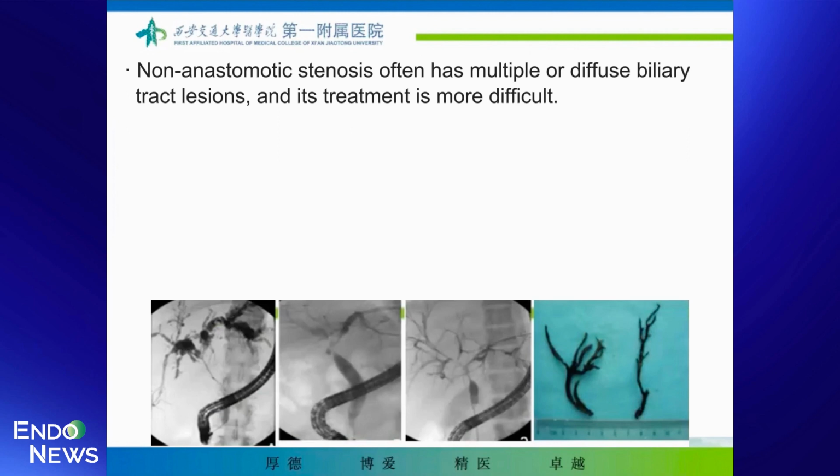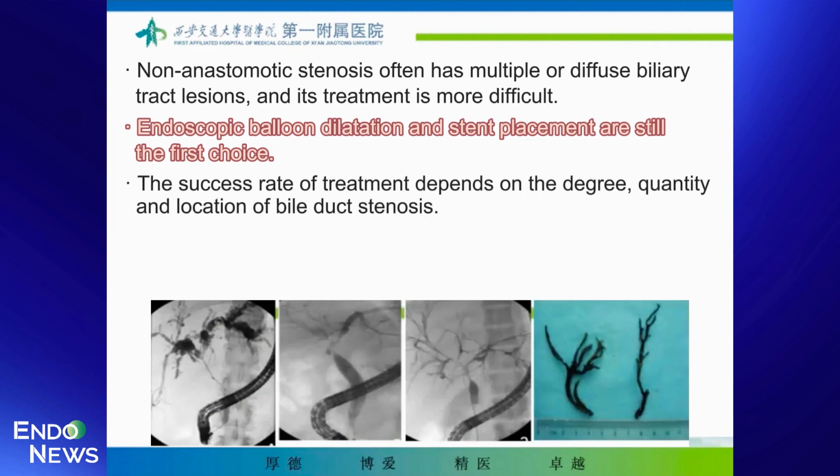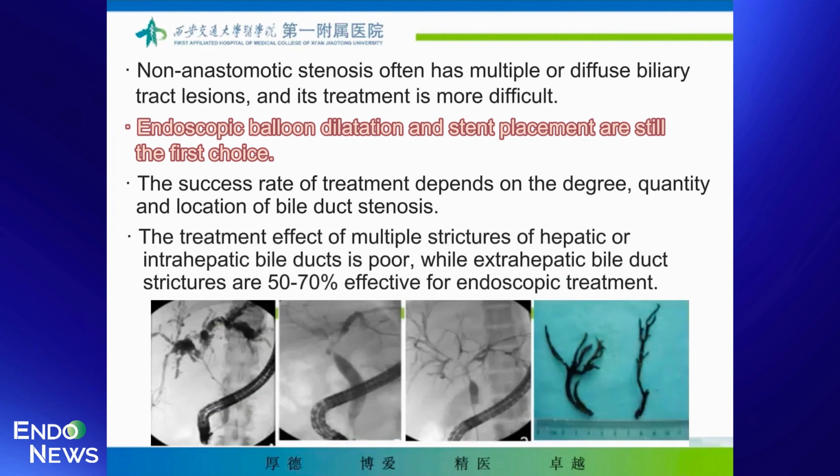Non-anastomotic stenosis often has multiple or diffuse biliary tract lesions, and its treatment is more difficult. Endoscopic balloon dilatation and stent placement are still the first choice. The success rate of treatment depends on the degree, quantity, and location of bile duct stenosis. However, the treatment effect of multiple strictures of hepatic or intrahepatic bile ducts is poor, while extrahepatic bile duct strictures are 50 to 70% effective for endoscopic treatment.